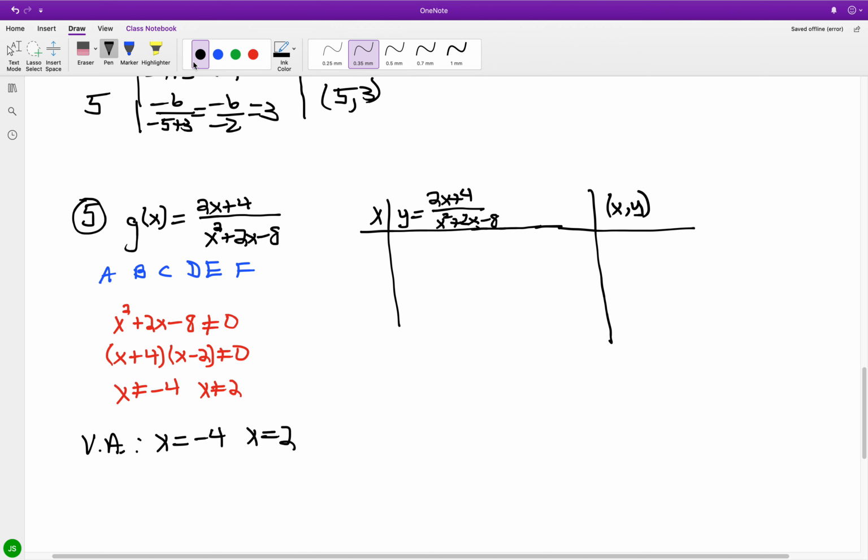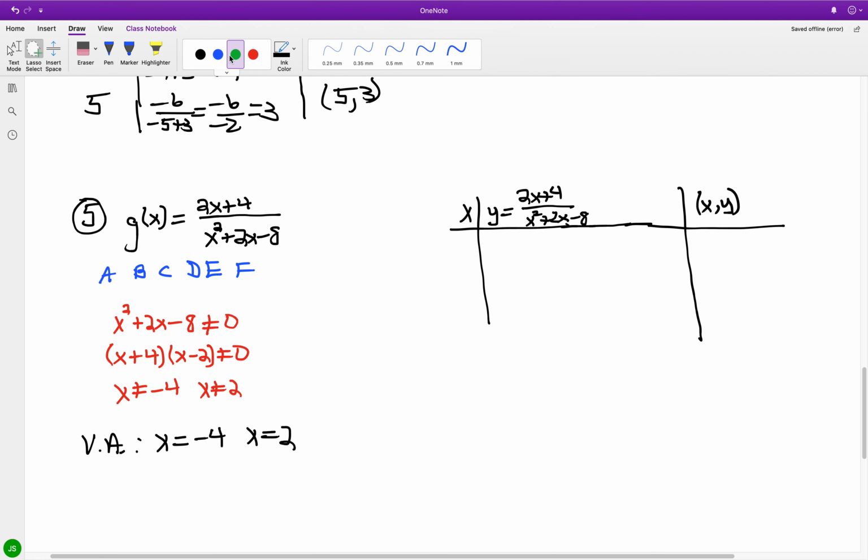Now looking at the degree comparisons, in the numerator we have 2x plus 4, from which n is equal to 1, and in the denominator we have that m is equal to 2. We have that n is less than m, and as a result we're going to have a horizontal asymptote where y is equal to 0.